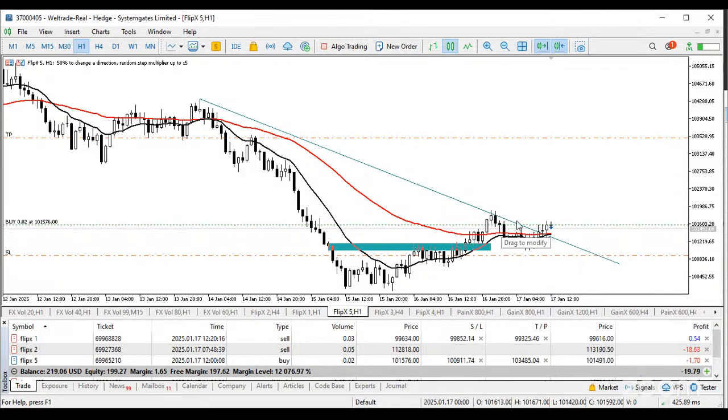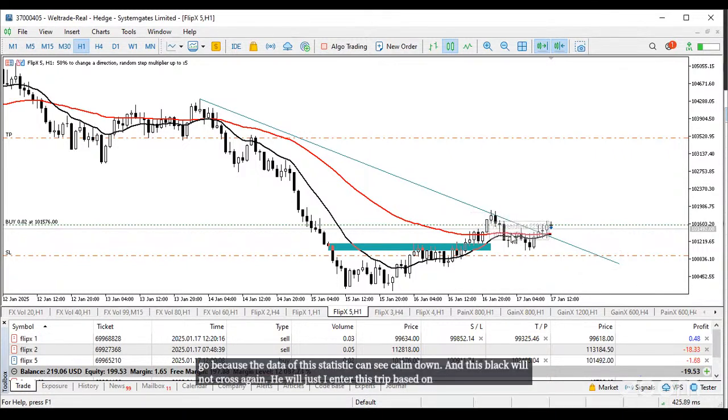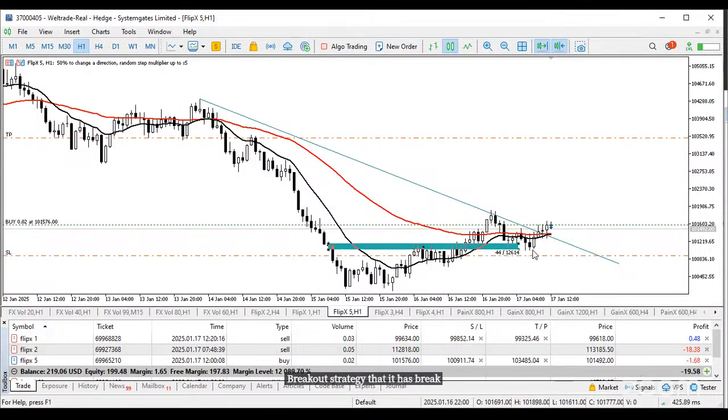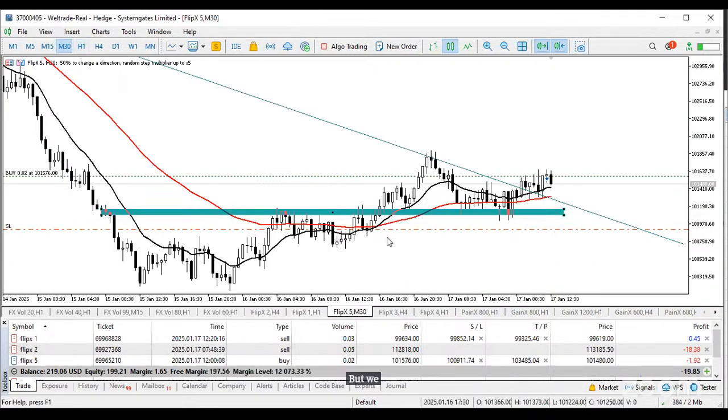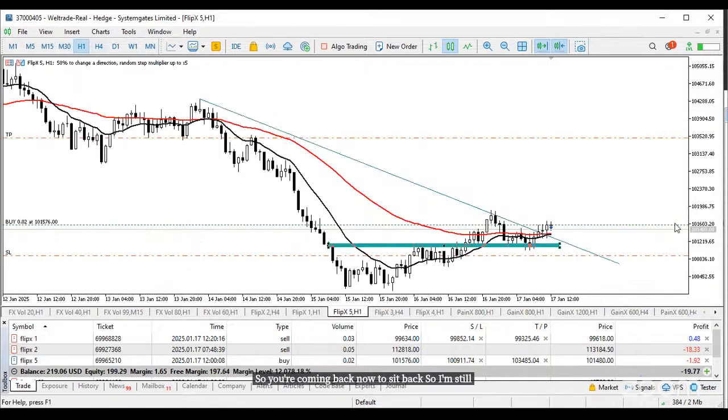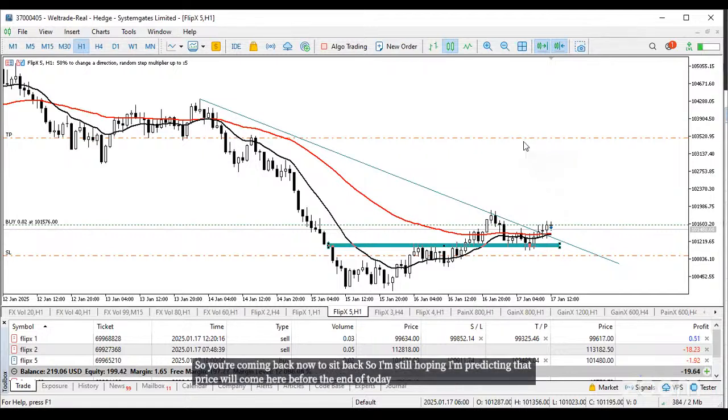I entered this trade based on a breakout strategy, because it has broken out. Number one, I have a price close, break of structure above this place, and break of structure retest. So let's see how this trade will go. When it comes to 30 minutes, this is where it crossed. Retest, if you have entered the trade, this will be money. So it's coming back now to sit. I'm still hoping, I'm predicting that price will come here before the end of today or by tomorrow.